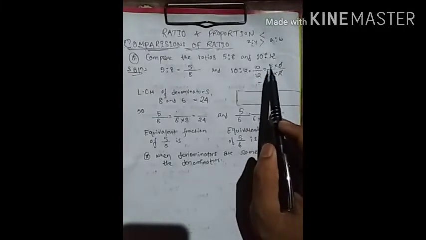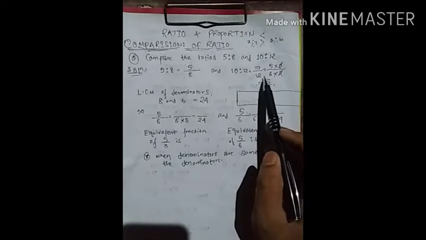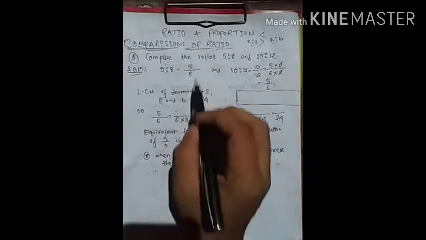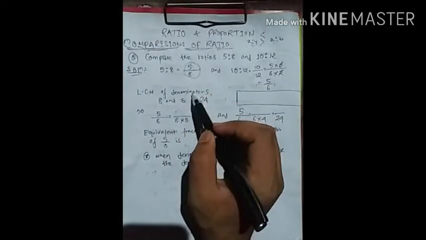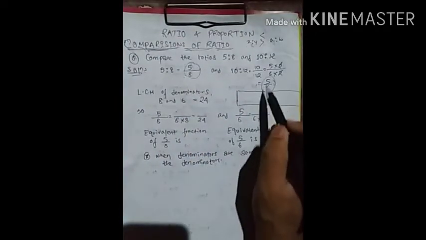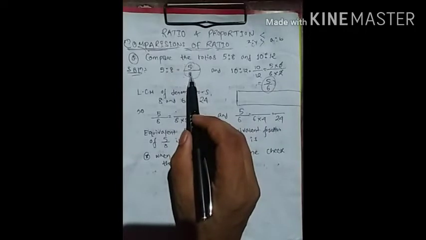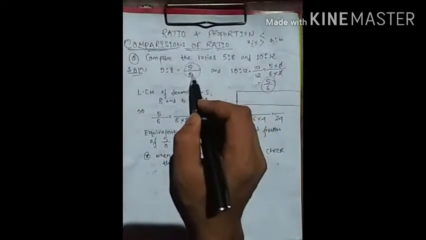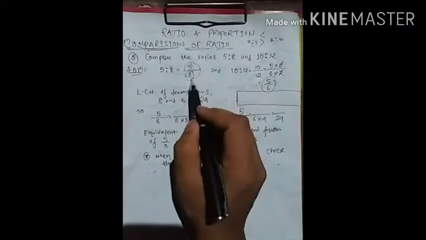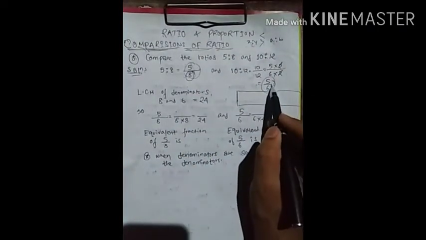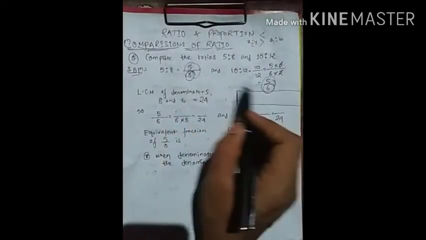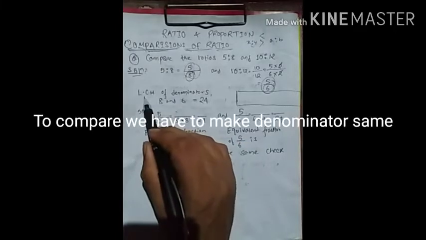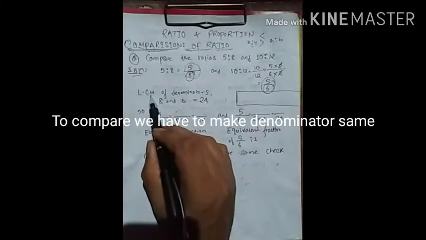So 10 can be written as 5 into 2, 12 can be written as 6 into 2, so it will be 5 by 6. Now see here, 5 by 8 is a fraction and 5 by 6 is another fraction. Here we can't compare by just looking. So we have to make the denominators the same. Here the denominator is 8 and here the denominator is 6. So in both fractions we have to make the denominator the same, and to do that we take the LCM, that means lowest common multiple.